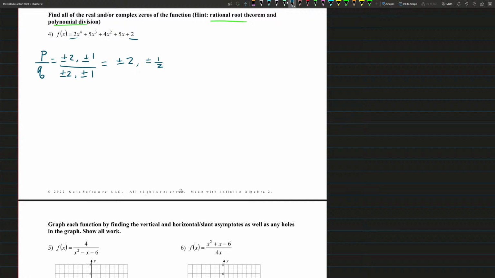Okay, so what we would do is we'd plug one of those 4 things in. I'm going to do that on a calculator real quick.